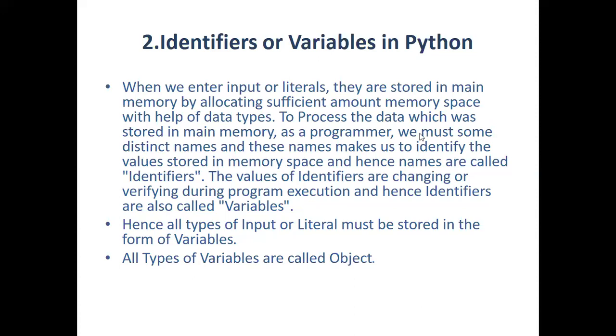Whenever we enter inputs or literals, they are stored in the main memory by allocating a sufficient amount of memory space with the help of data type. To process the data stored in the main memory, as a programmer, we need to give some distinct names, and these names help us identify the values stored in the memory. Hence, names are called identifiers. The values of identifiers change or vary during program execution. Hence, identifiers are known as variables, and all variables are called objects.